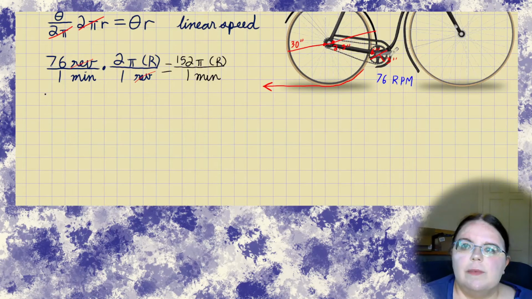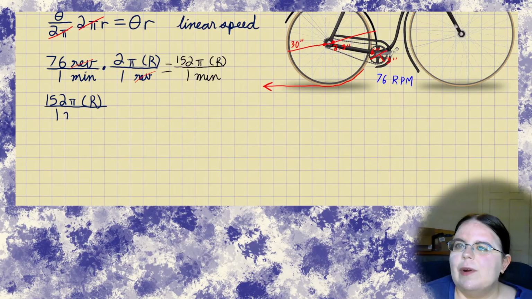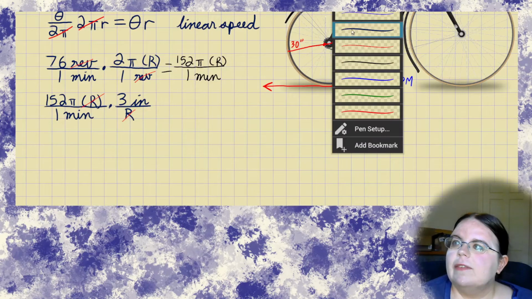So now we can take what we know, that what we have is an angular rate of 152 pi in radians, and that's still happening in 1 minute. And then we take that radius, 3 inches. Although radians are not strictly speaking a unit, when you do a unit conversion where you're dealing with a radius, it acts a whole lot like a unit.